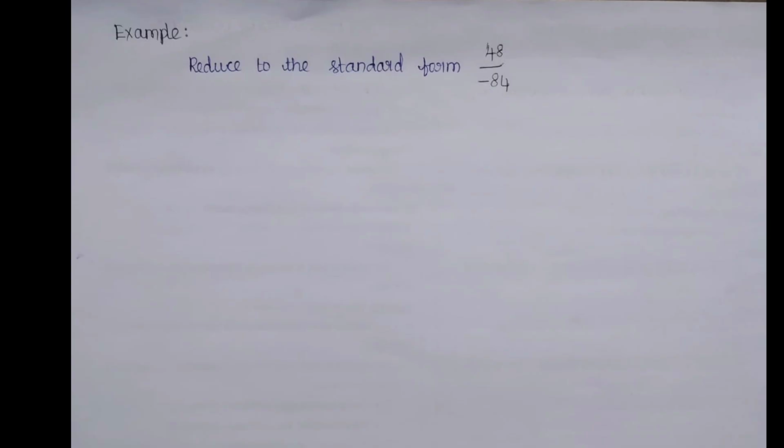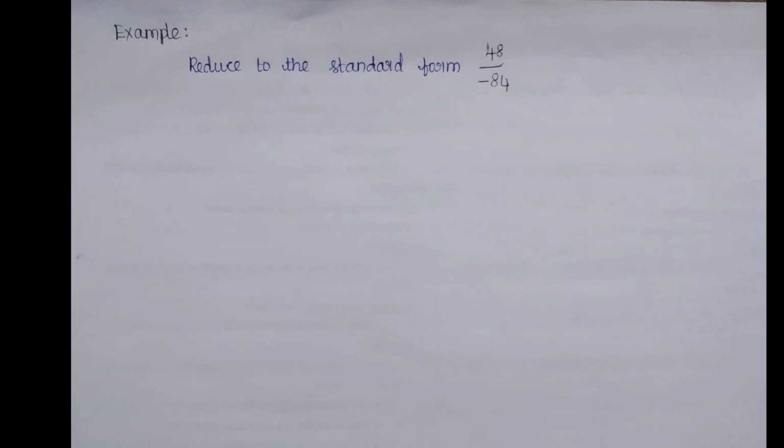Now we are going to see an example of a rational number which is not in the standard form, and how to convert that rational number to the standard form. Example, reduce to the standard form.